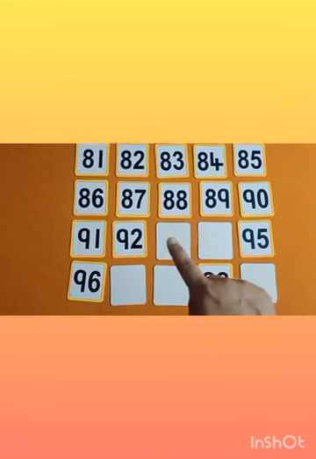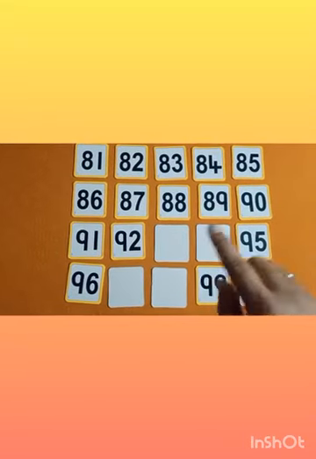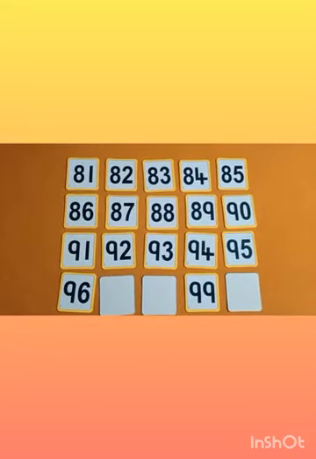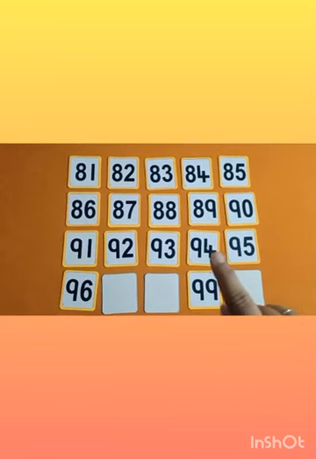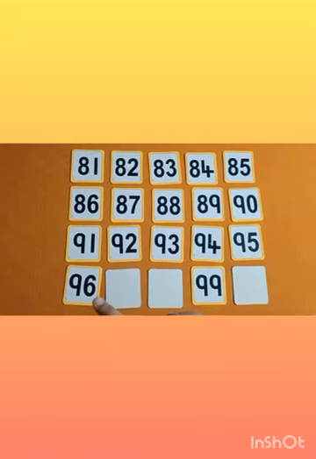After 92, 93 and 94. So we have to find out those numbers. So let's find out. Here they are, 93 and 94. After 94, 95, then 96.